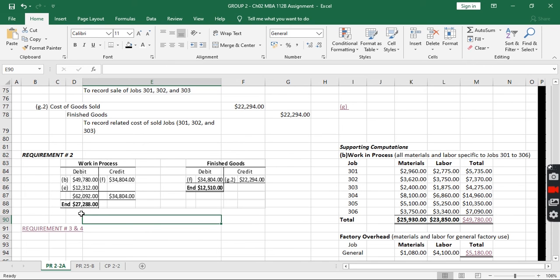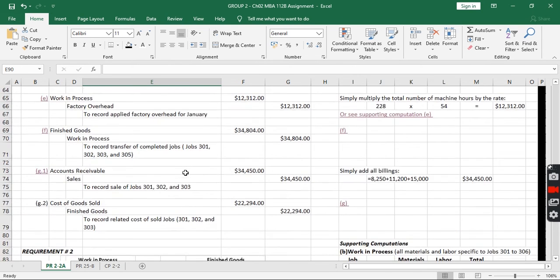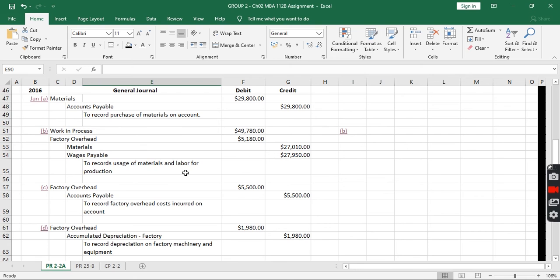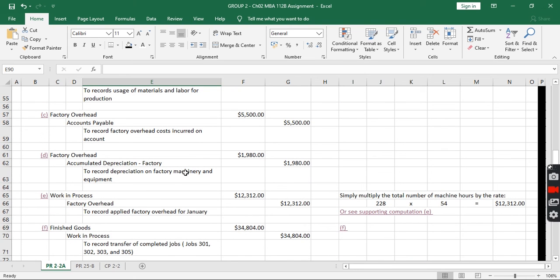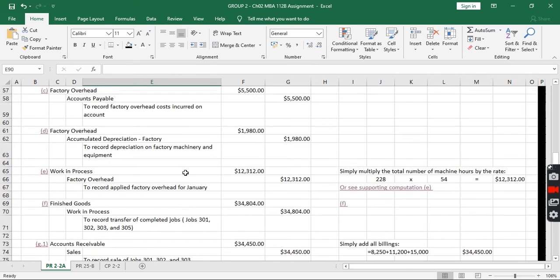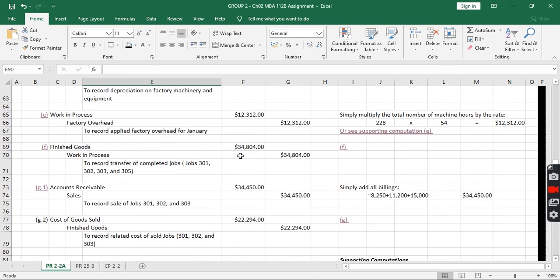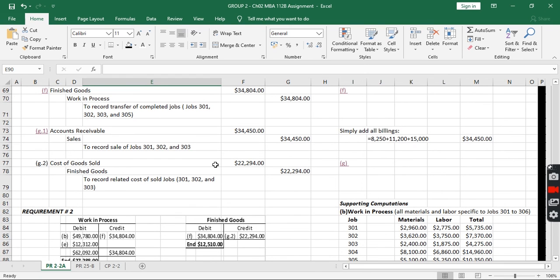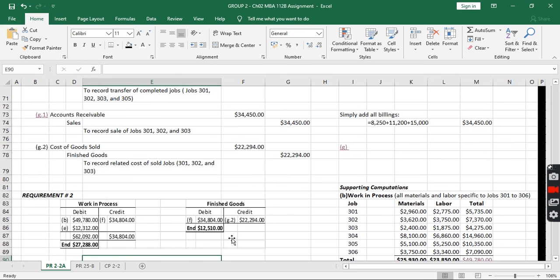Now, in determining on which side the ending balance should rest, it depends on which side is greater. In this case, the debit is greater than the credit, thus the ending balance should be on our debit side, which amounts to 27,288. For our finished goods, transactions A, B, C, D, and E, there's no entries to the finished goods. For transaction F, we have a debit of 34,804, which can be seen here. And for transaction G2, a credit of 22,294. Since there are no other entries, we simply deduct the two amounts, and that gives us the ending balance of a debit of 12,510.